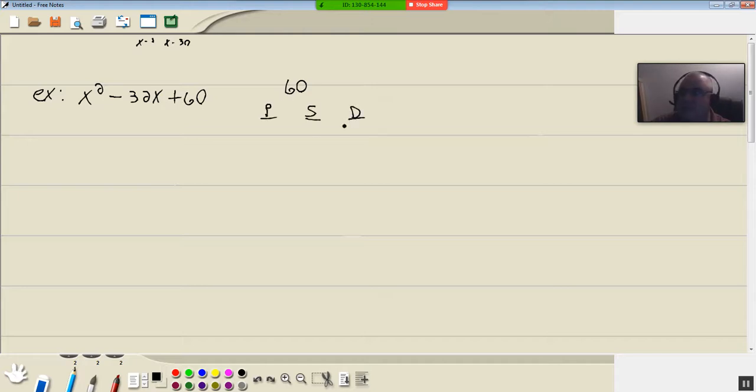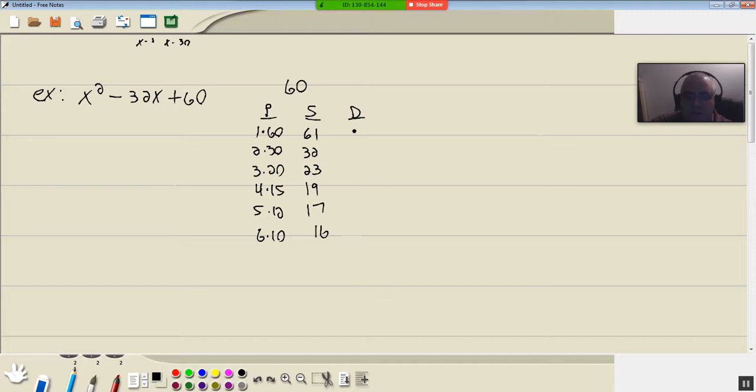And we'll have our three columns. We'll write down all products that give us 60. We've got 1 times 60, 2 times 30, 3 times 20, 4 times 15, 5 times 12, and 6 times 10. Add these together. 1 plus 60 is 61. 2 plus 30 is 32. 3 plus 20 is 23. 4 plus 15 is 19. 5 plus 12 is 17. 6 plus 10 is 16.